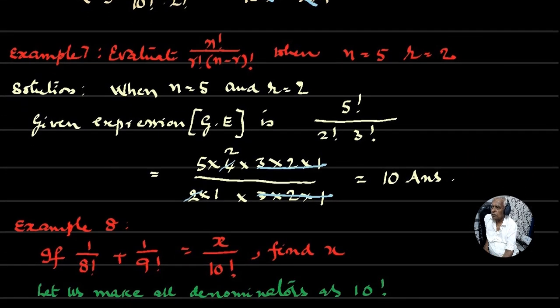Evaluate factorial n by factorial r by factorial n minus r. This is actually nCr. He is not telling anything about nCr because it is the beginning, but he has given it like that. n is 5, r is 2. Then it is factorial 5 by factorial 2 by factorial 5 minus 2, which is factorial 3. So 5 times 4 times 3 times 2 times 1 by 2 times 1, 3 times 2 times 1, 10 is the answer.